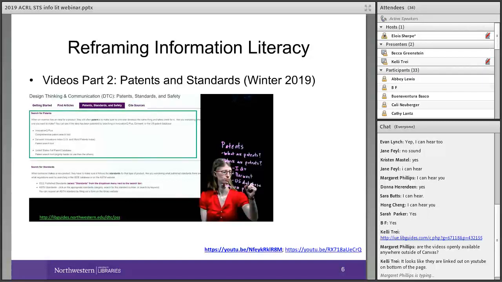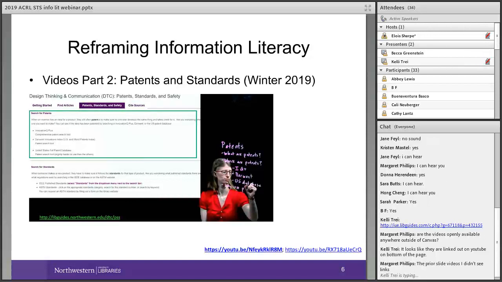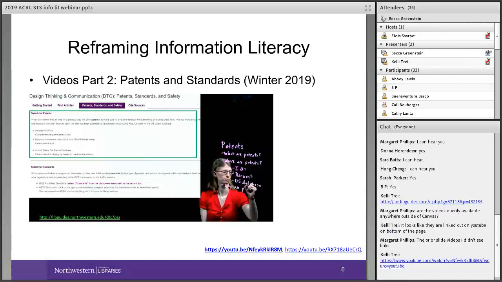A bit more about the video itself. With the Lightboard, you can incorporate PowerPoint slides, and you can also write on the board. That's just a screenshot of the Patent Standards and Safety tab of the DTC guide. The links down at the bottom are for the Patents and Standards videos. The one that's bolded is for the patents video. So those are those videos.